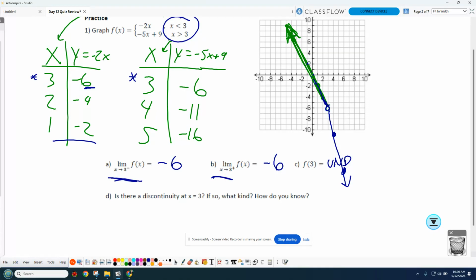Is it jump, is it infinite, is it removable, or is it continuous? It is not continuous. Sorry, that is a math teacher. Shh. Jonathan, what kind of discontinuity is it? Removable.